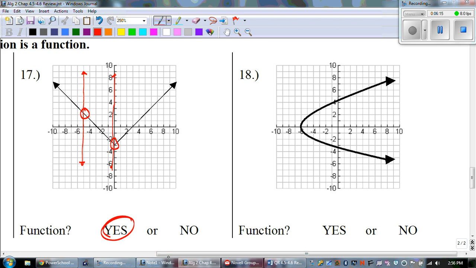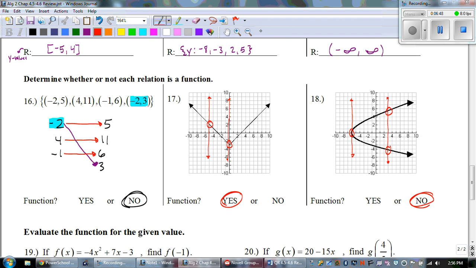Yes, it is. Okay? So for 18, as we're drawing the vertical line, you can be like, well, Mr. Grice, look, I draw it right here, and it only hits once. That means it's a function. Okay, but remember, I'm trying to prove it wrong. So anywhere, if there's just one spot that I can draw a line and it passes twice, guess what? It is not a function. Okay? All right.